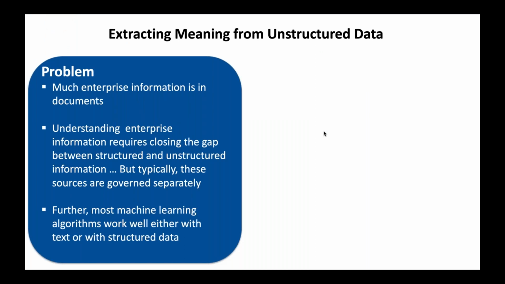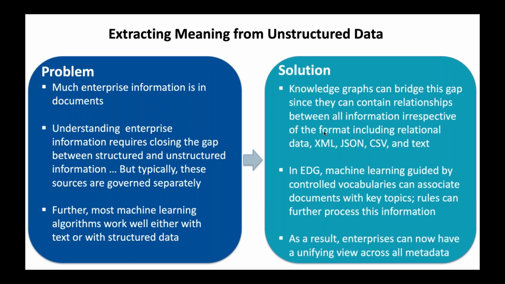So the terms that we just looked at are actually unstructured data. They are terms, they're words. And we use unstructured data in many different ways, which brings me to the next example. I think it's a well-known fact that about 80% of enterprise data comes from semi-structured and unstructured documents. So fully understanding and taking advantage of enterprise information requires closing that gap between structured and unstructured. And knowledge graphs are an excellent way of bridging this gap, since they can deal with any type of information irrespective of the format.